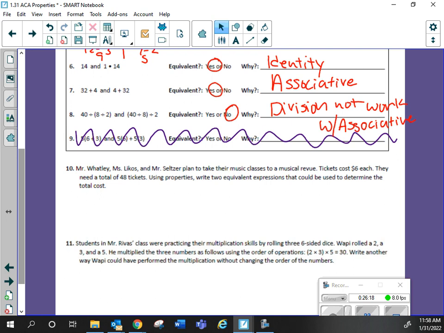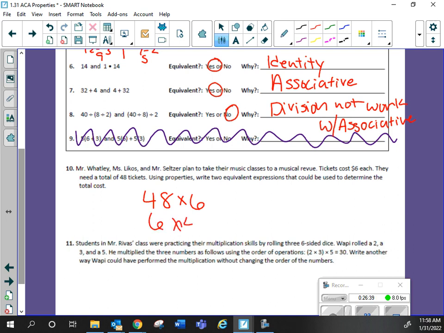So what is one way I could figure out the cost? How would we figure out the cost of 48 tickets that cost $6 each? Y'all agree I could do 48 times 6, and that gives me the cost of my tickets? Okay, based off of that, what's another way I could write that? Lucy? 6 times 48. I'm just changing the order. What property is that, guys? Commutative property.